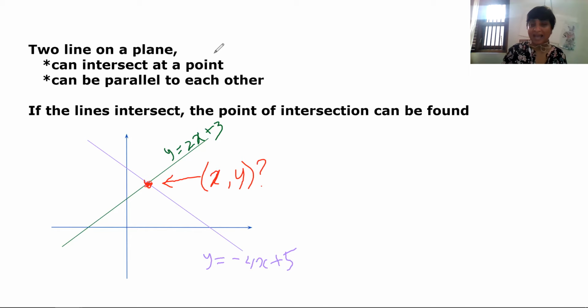Does this sound similar to something that we do in algebra? Finding the values of two variables. X and Y are variables. For the green line, they can be different numbers. For the purple line, they can be different numbers according to a certain condition. We want to find one point where both are satisfied. How do we do that? Something similar to that in algebra.